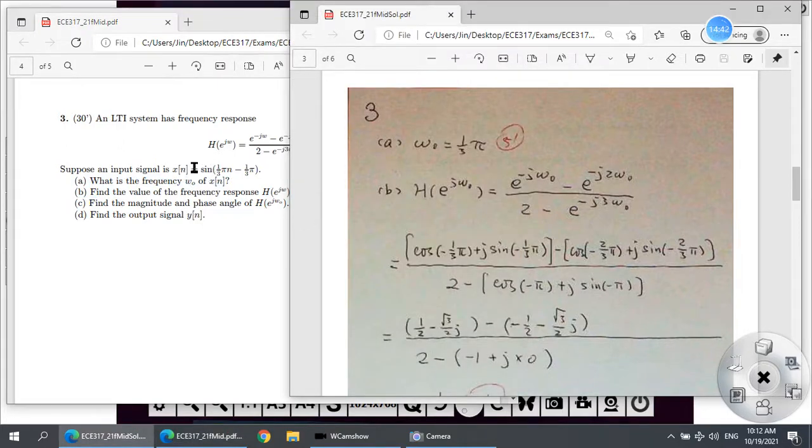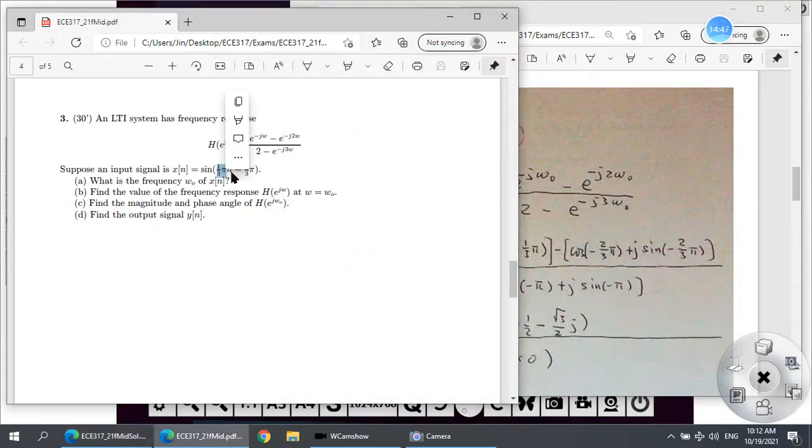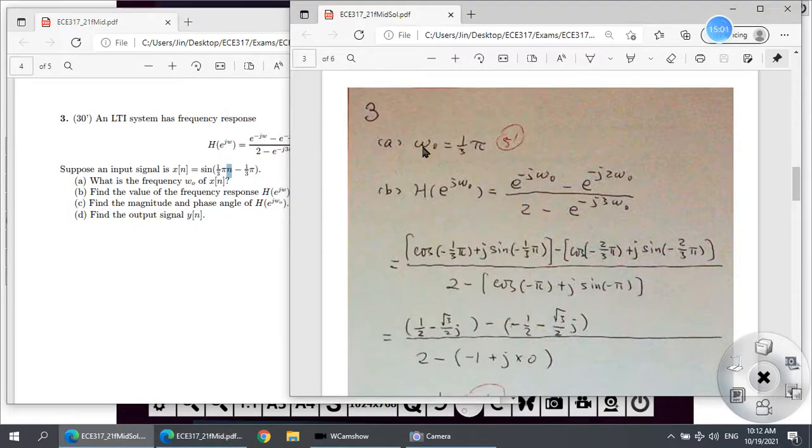You see, x of n is a sinusoid, and you have some value times n and minus another value, right? So here we have 2 constants and 1 times n. The value before n, that is a frequency, right? So here omega 0 is just that 1/3 times pi. So this is omega 0. And the other one, negative 1/3 pi, that is a phase angle, right?